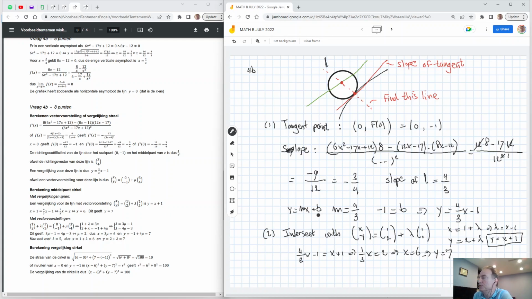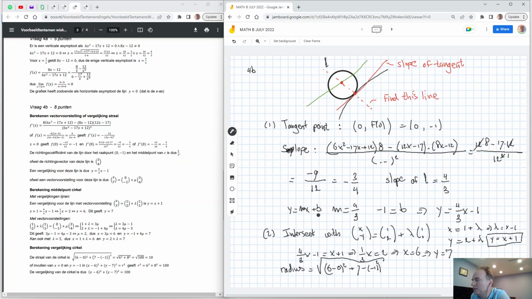So we found our center of the circle. And what then for the radius? Well, the radius is the distance from this tangent point to the center, which was given here. So it's 6 minus 0 squared plus 7 minus -1 squared, and then the whole square root, don't forget that.